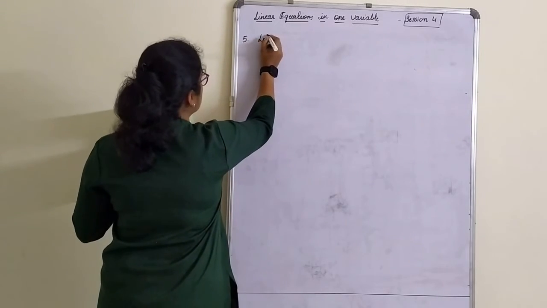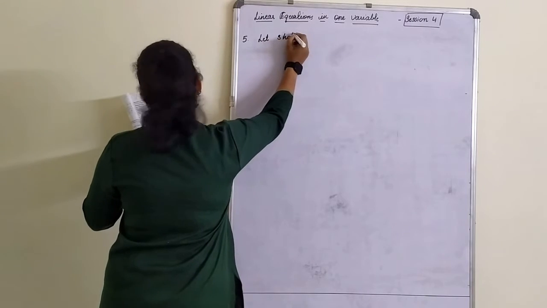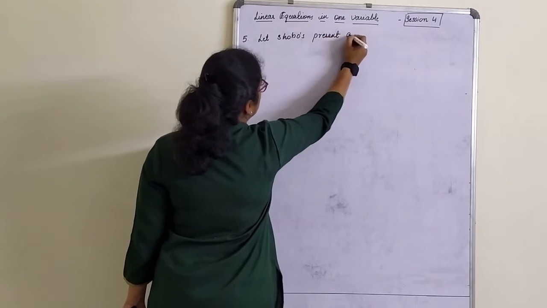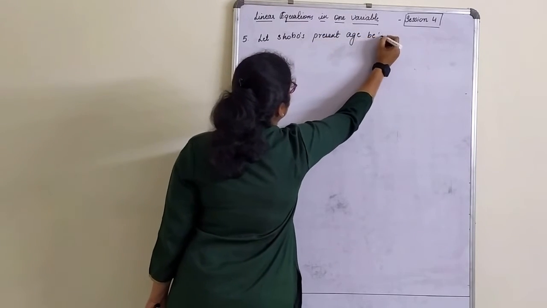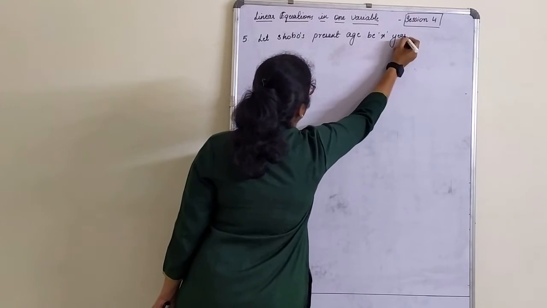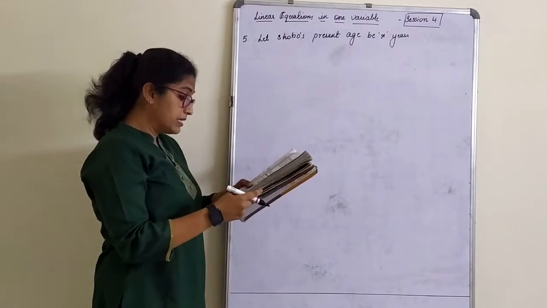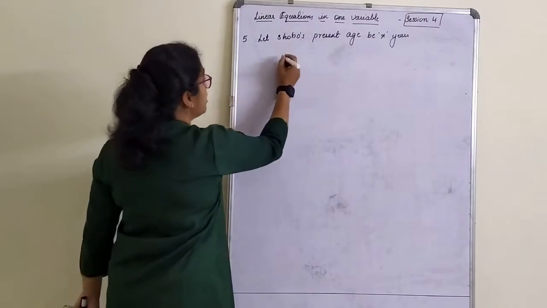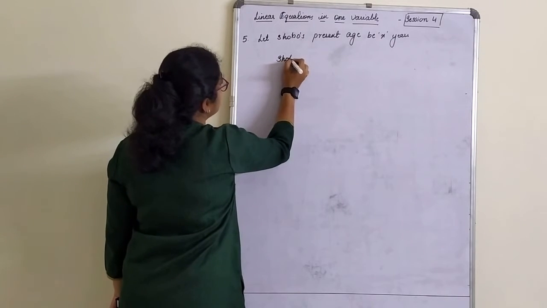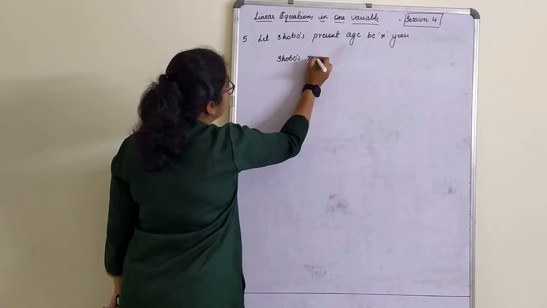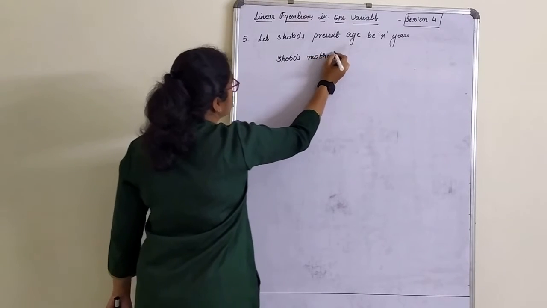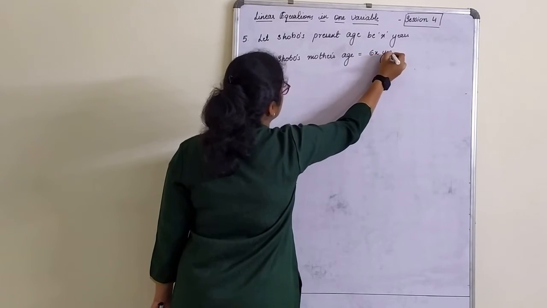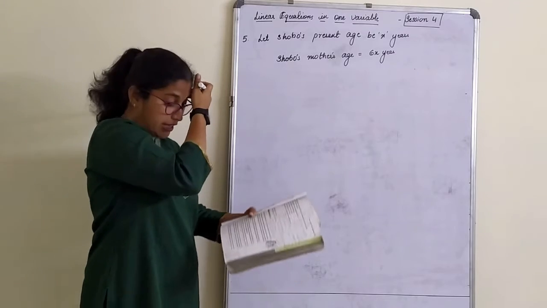Let Sobo's present age be x years. So, if Sobo's present age is x years, Sobo's mother's present age is 6 times Sobo's age. So Sobo's mother's age is 6x, 6 times Sobo's age.